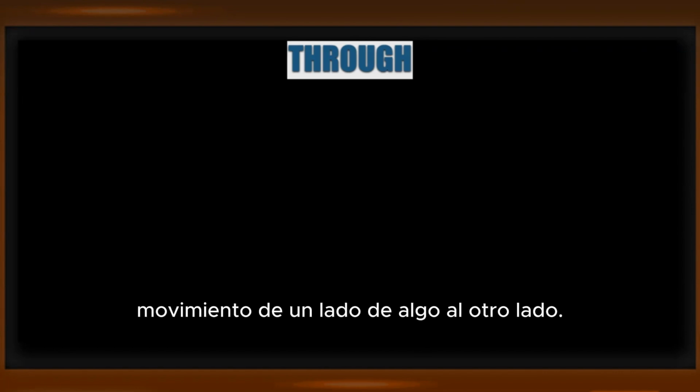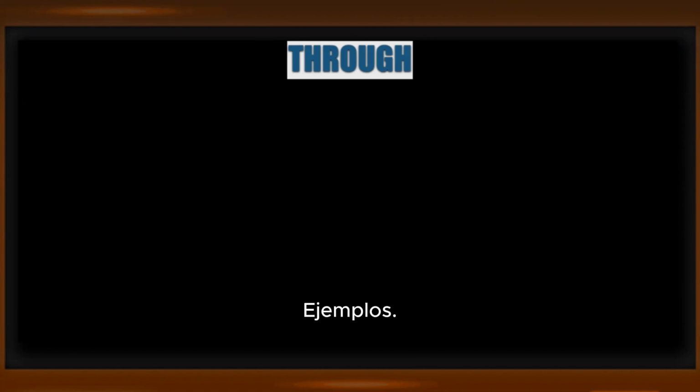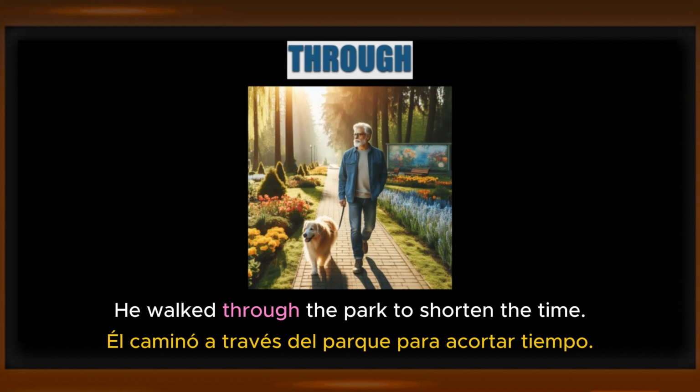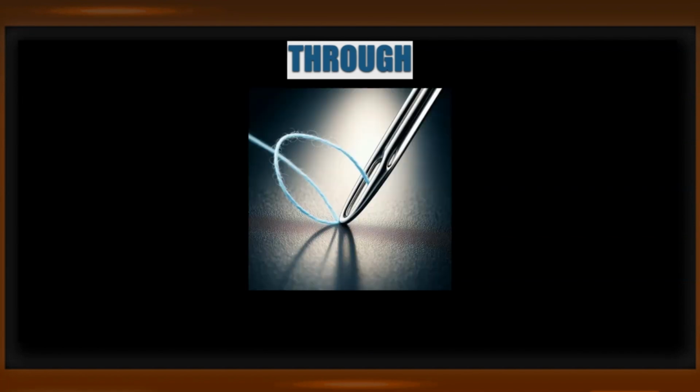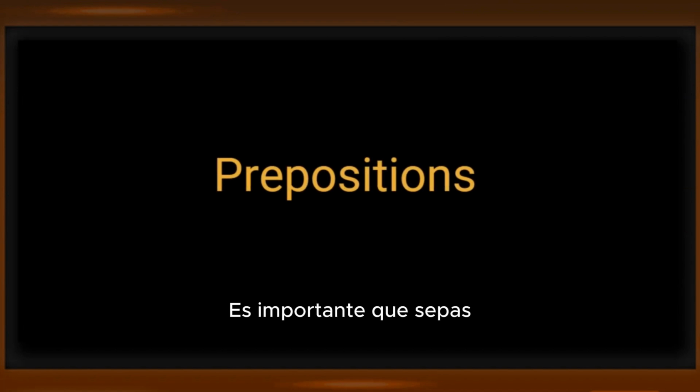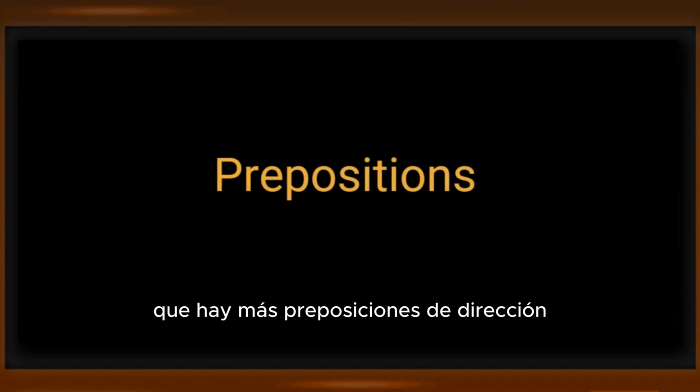Through. This preposition indicates movement from one side of something to the other. Examples: the car went through the tunnel. He walked through the park to shorten the time. The thread is passed through the eye of the needle. It is important for you to know that there are more prepositions of direction, which you will learn throughout the course.